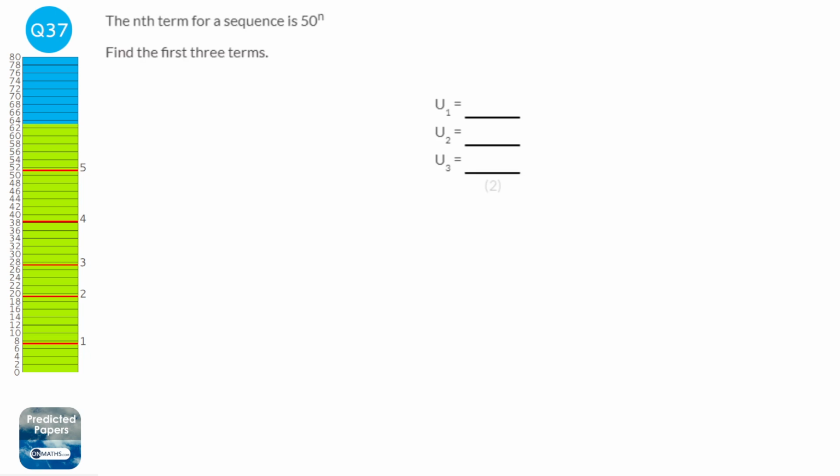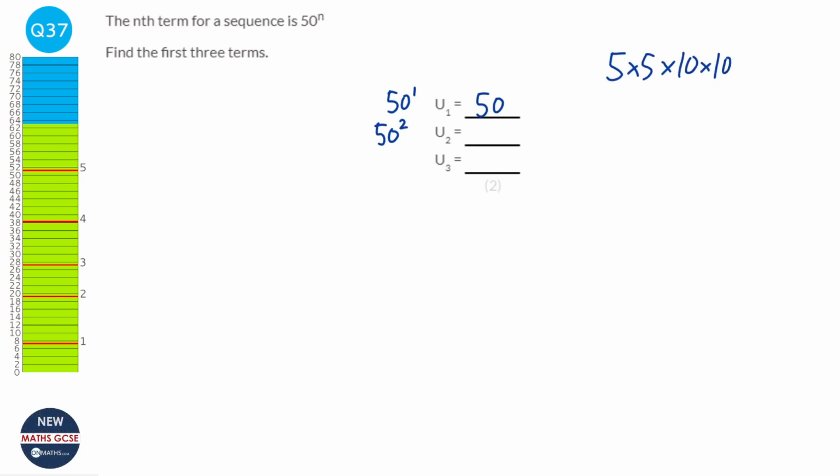So the first term will be 50 to the power of 1. Anything to the power of 1 is just itself, so that will just be 50. The next one will be 50 squared. So that's going to be 50 times 50, which would be 5 times 5 times 10 times 10. 25 times 100, which would be 2,500 even. And then the last one is 50 cubed.